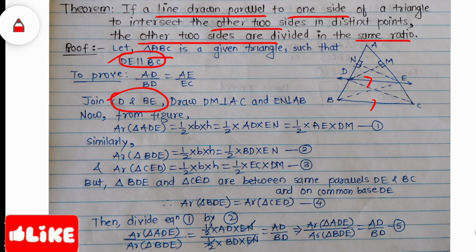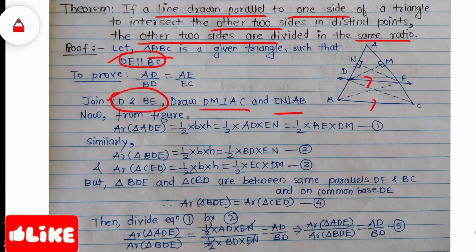Now because of that particular line DE parallel to BC, triangle ABC is divided into the upper triangle, triangle ADE, and the lower part becomes the trapezium BDEC. Now in that trapezium we will join the two diagonals CD and BE. Now I will draw DM perpendicular to AC. I have drawn one DM perpendicular to AC. Similarly, I have drawn EN perpendicular to AB.